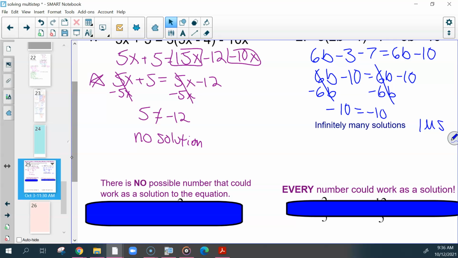So you can get one of 3 answers for these questions. One solution, where you have x equals a number. No solution, where you end up with this, or look at this step. Or infinitely many, where you get this, or look at this step. Now for the questions on this page, you're just going to get infinitely many or no solution. Not one solution on this page.